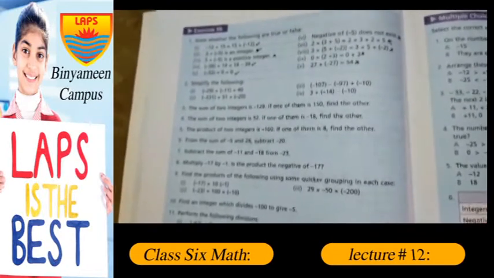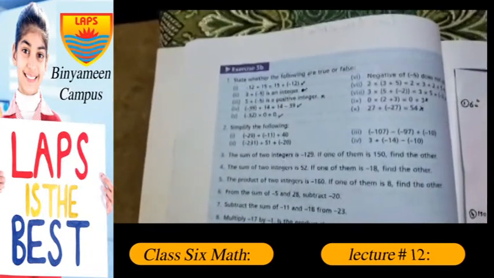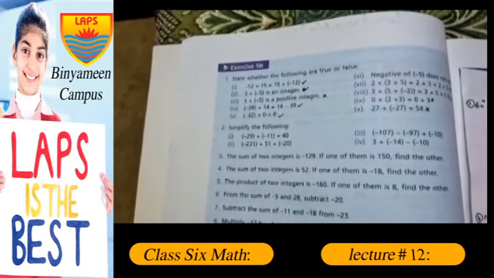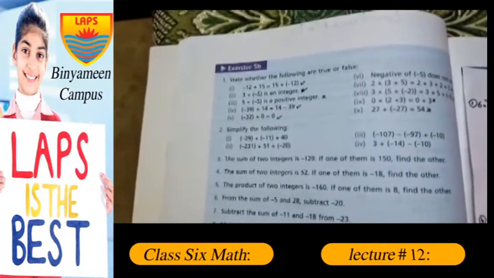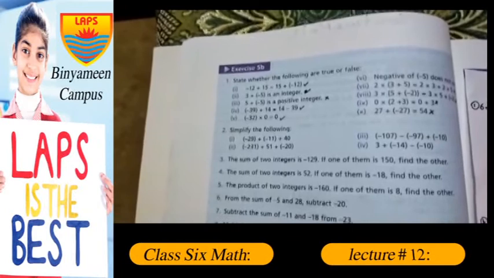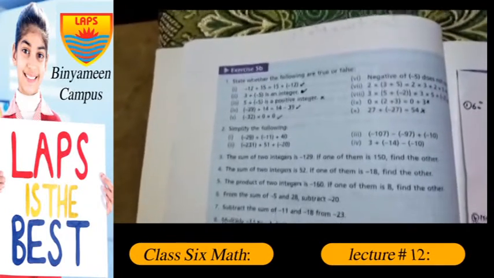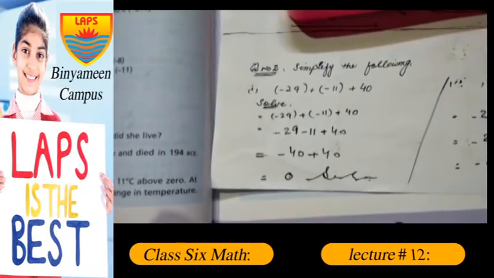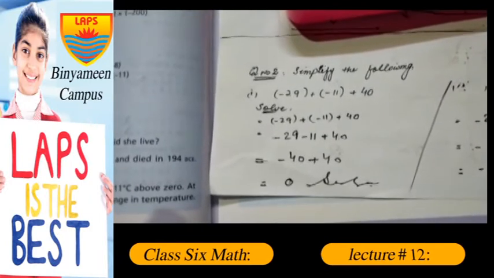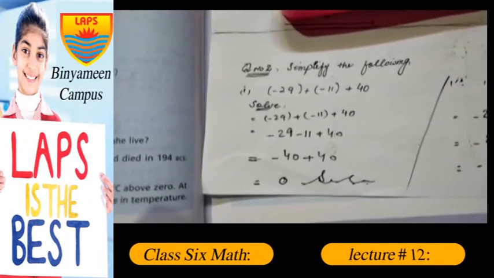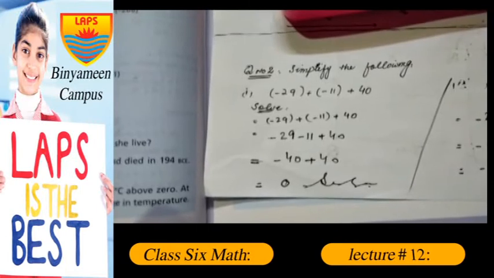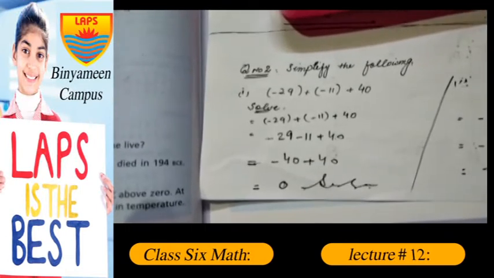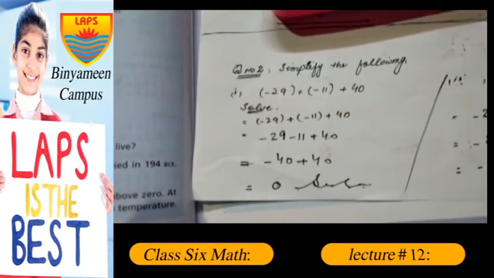Simplify the following. Question number 2, simplify, exercise 5b. Question number 2, simplify the following. Minus 29, bracket, plus minus 11 plus 40. Brackets open, minus 29 then minus 11 plus 40. Minus 29 and minus 11 is equal to minus 40, then add the plus 40, we got the answer 0.